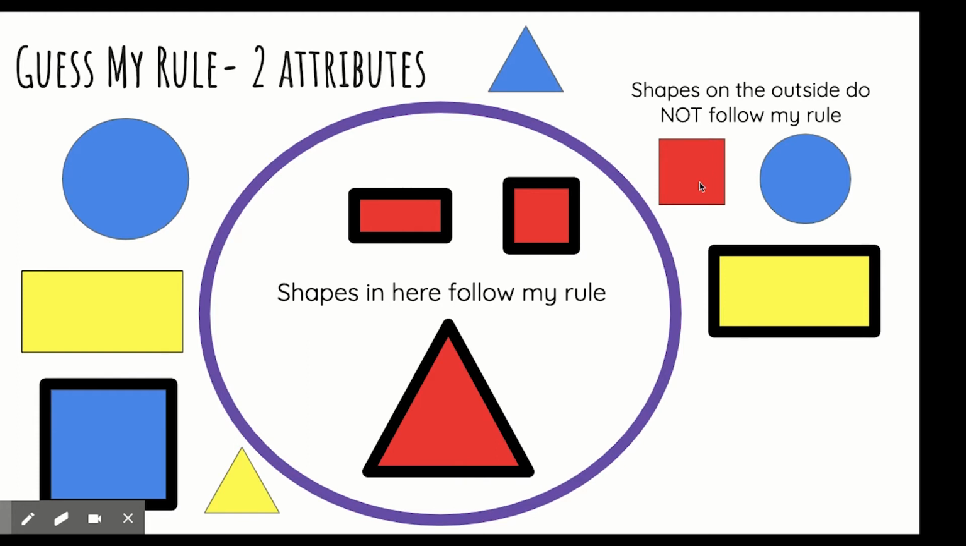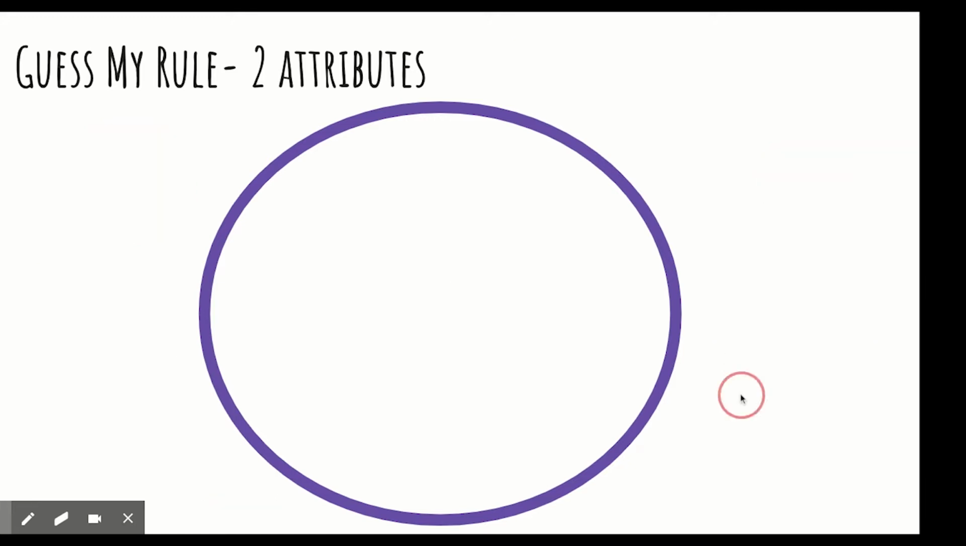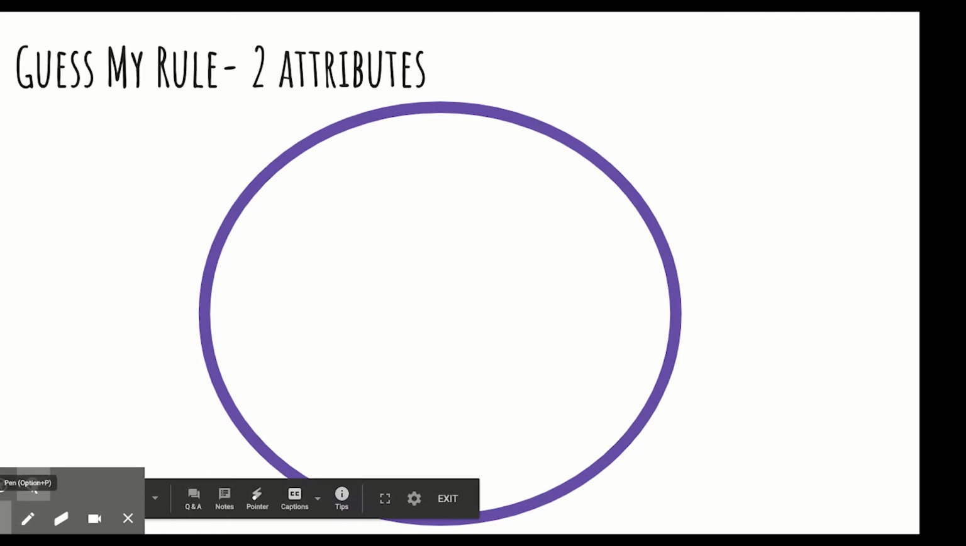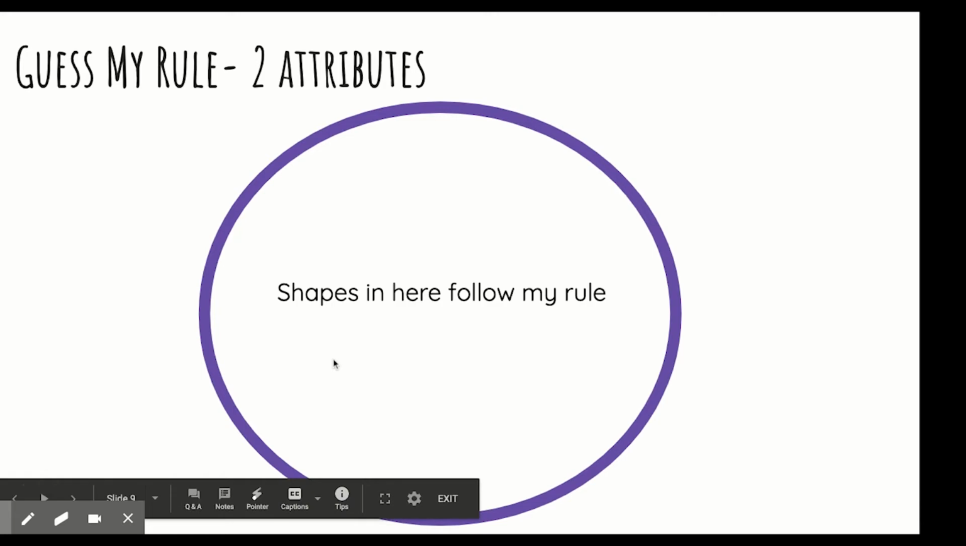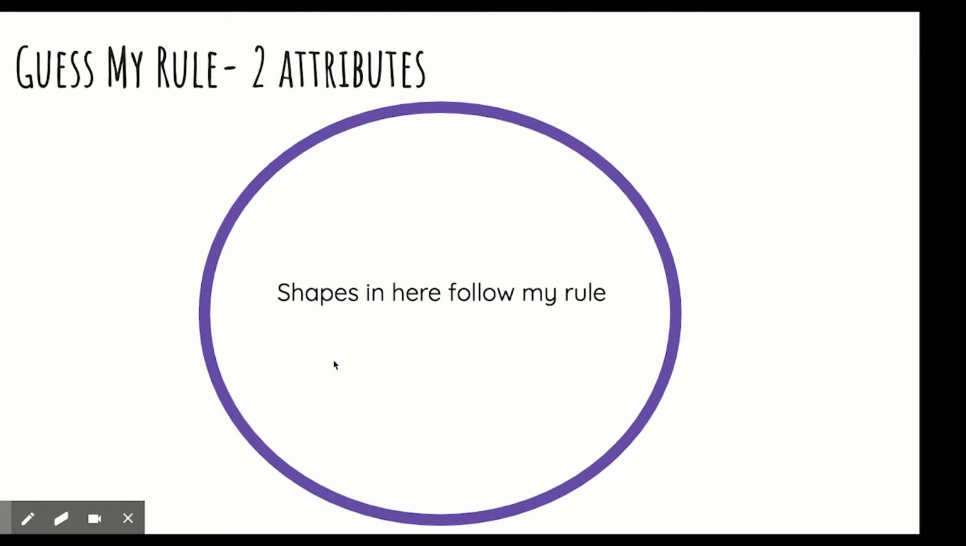Now that you got the hang of it, let's play one more time. Remember, this time my rule will include 2 attributes. After I've thought of my rule, I will begin placing shapes down for you to guess my rule. The shapes that follow my rule will be placed inside the circle, and the shapes that do not follow my rule will be placed around the outside of the circle. When you think you know the rule, just say it out loud. Ready to play?